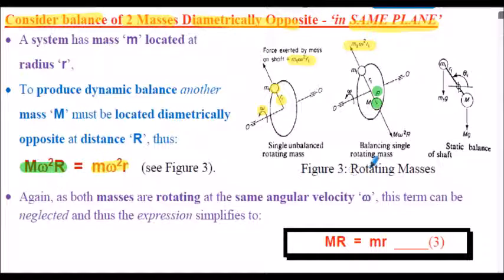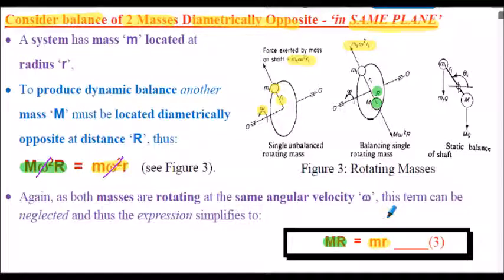What they've done here is cancelled the omegas, because the omega is common to both sides, just like the g was in the previous equation when we were looking at gravitational effects. The angular velocity is common to both sides of the equation, so you can delete the omega squared value. So their equation 3 is simply MR, the capital M, capital R, which are the balancing mass, is equal to the original out of balance situation mr. We can cancel the omega squares because everything's rotating at the same angular velocity here.